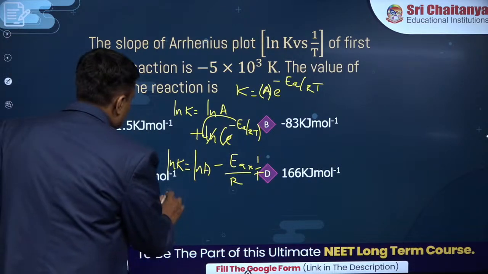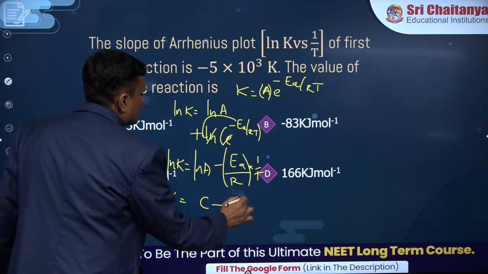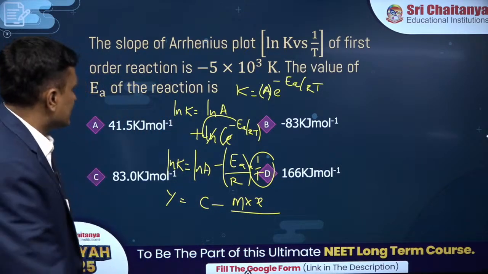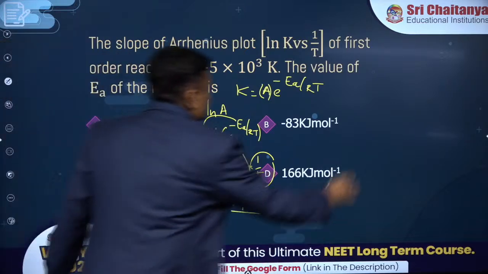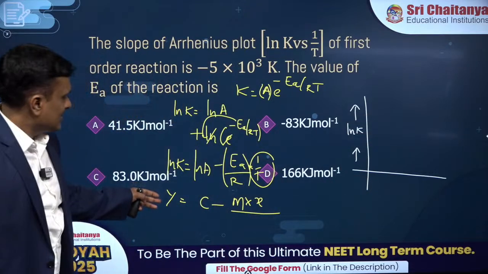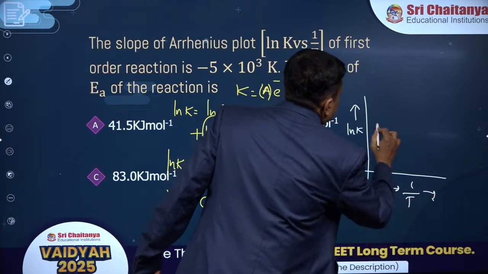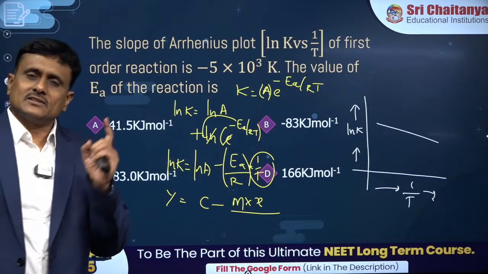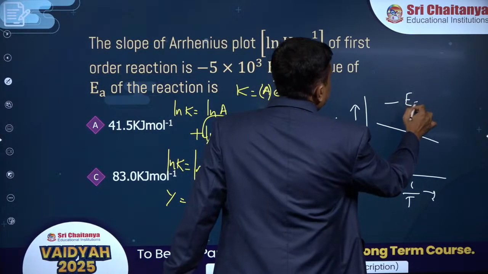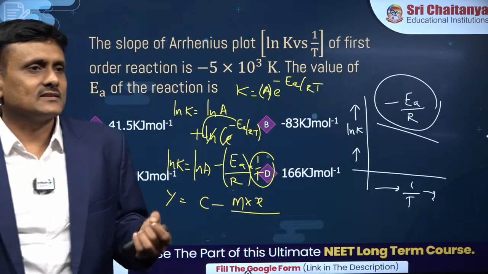You can see that this is y, this is the intercept, minus this whole factor is the slope, and this is the x coordinate. So when you are plotting the graph with the y coordinate being natural logarithm of k, y equal to c minus mx, and the x coordinate being 1 by T, you will get a straight line with negative slope. You can see that the slope value is equal to minus Ea by R. What could be the mistake that I might commit in this question?